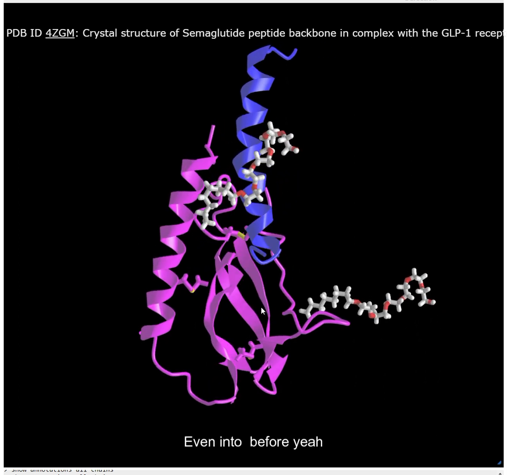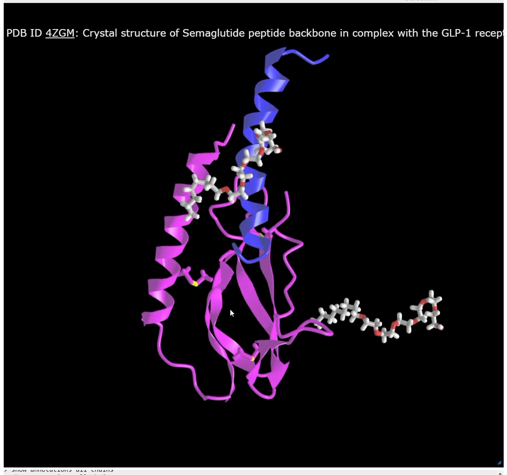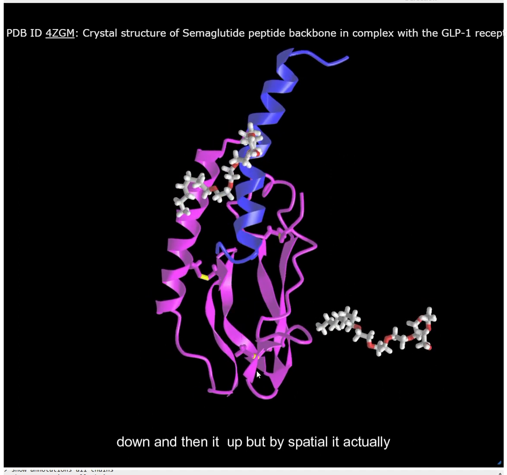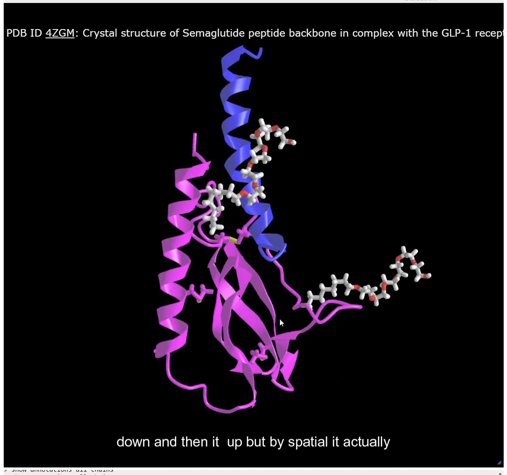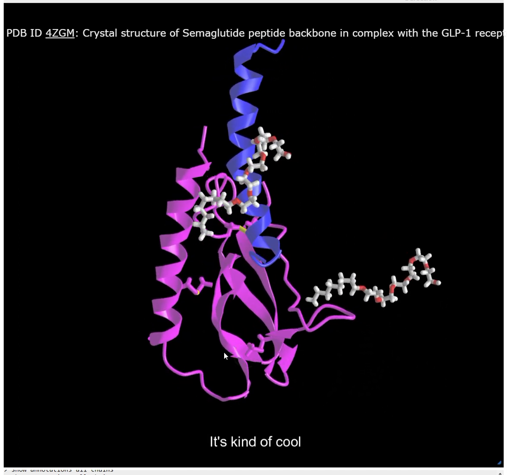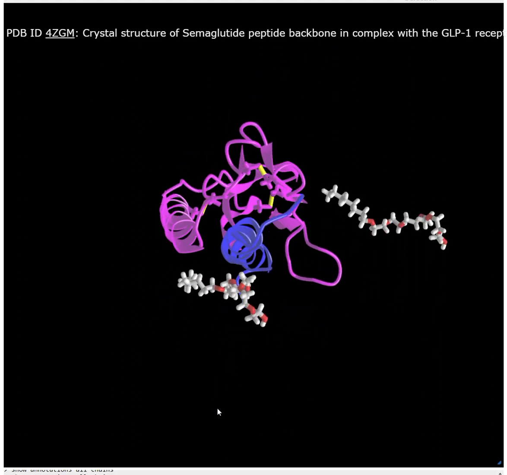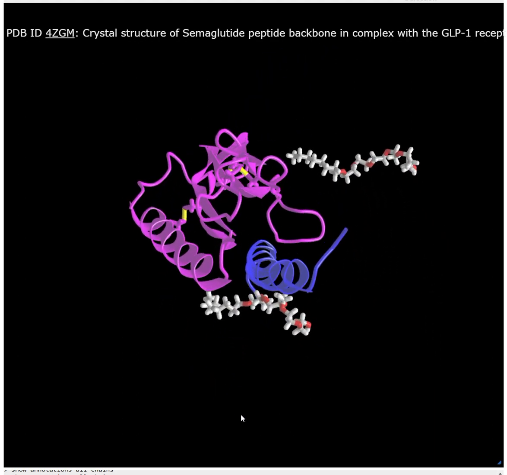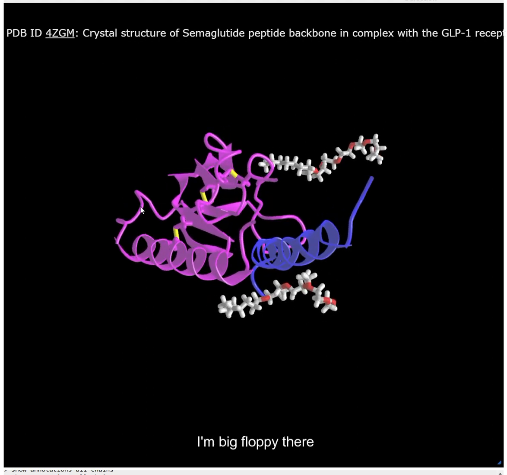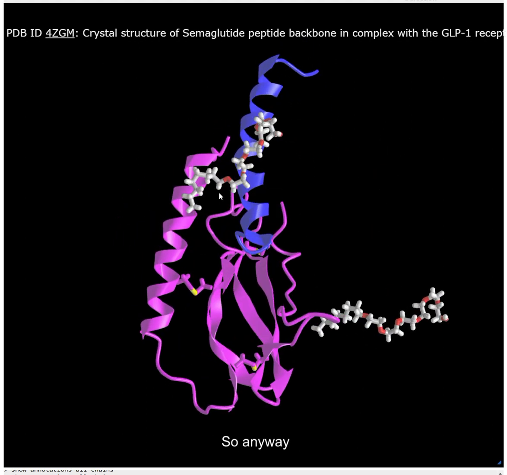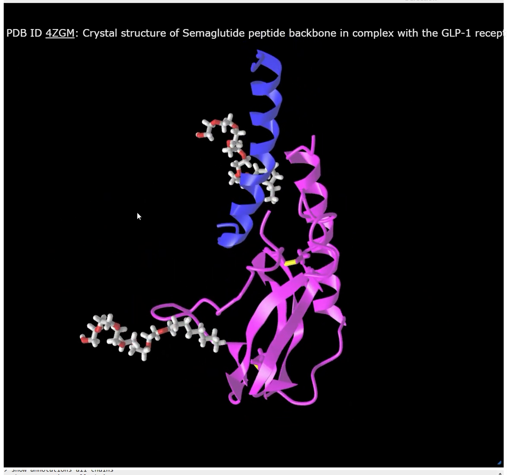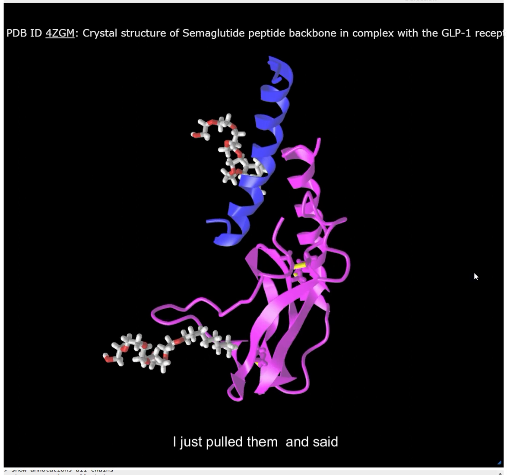You've run into that before, have you? Yeah, I have. But that's interesting. But no, by sequence it goes down and then it comes up, but by spatial it actually goes in the same direction. Oh, that's interesting. It's kind of cool. Yeah, so we have big floppy here and big floppy there. Yeah, so anyway, those are just random thoughts on a structure that you've never looked at before.